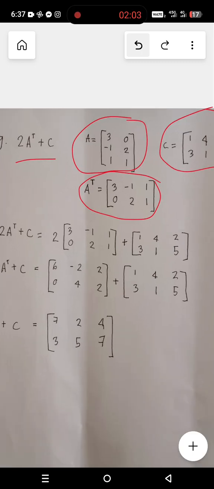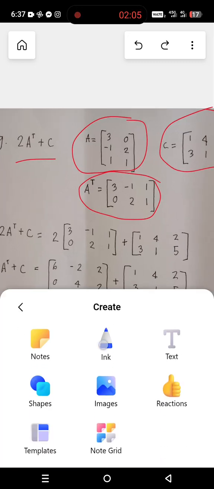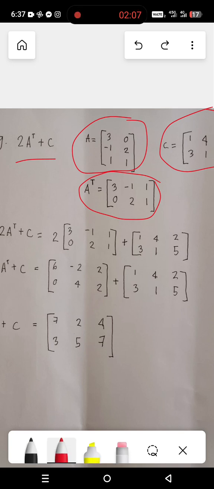So again, we copy here the transpose of A, which is this one, and we have here the scalar 2, and we're going to multiply 2 to all the values of the transpose of A. That's why we have this one, because 2 times 3 is 6, 2 times 0 is 0, 2 times -1 is -2, 2 times 2 is 4, 2 times 1 is 2, and 2 times 1 is 2 again.